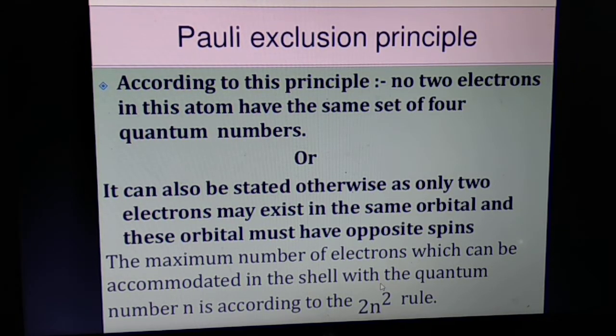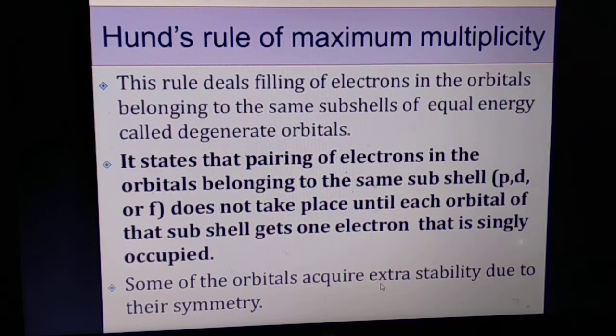The maximum number of electrons which can be accommodated in the shell with the quantum number n is given by the 2n square rule. So if I ask you how many electrons can be accommodated in the third shell, 2 into 3 squared, that is 2 into 9, that is 18. So using this formula, we can calculate the number of electrons for any shell or orbit.